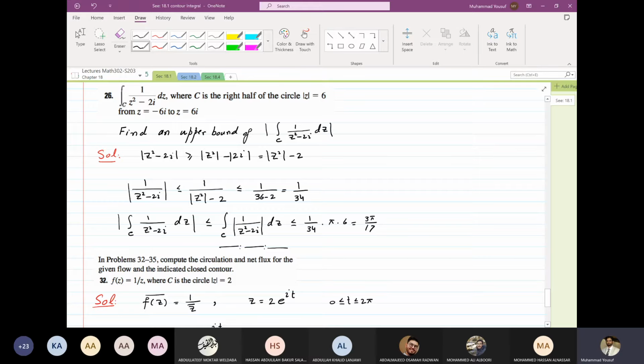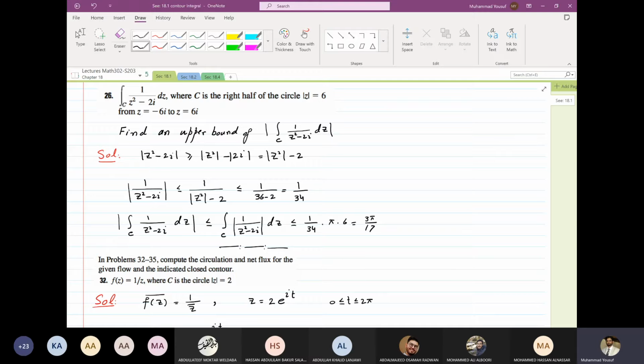Therefore, the absolute of 1 over z square minus 2i is less than, when we replace the denominator by a smaller quantity, then the overall becomes bigger. And on the curve absolute z equal to 6, z square will have value 36. 36 minus 2 is 34, so it is 1 over 34. So the maximum value of this function 1 over z square minus 2i on the circle absolute z equal to 6 will be 1 over 34.